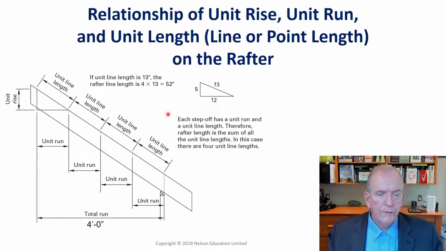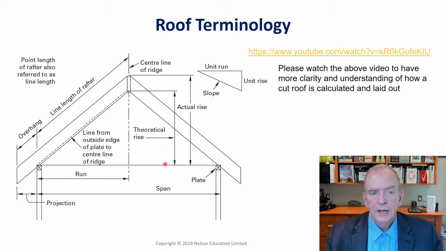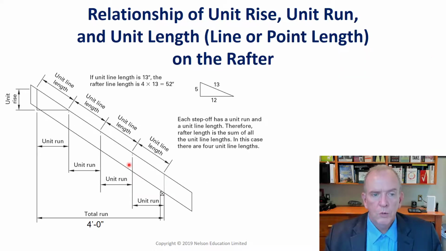So now, what we're saying here is that we would step this off, and the rafter unit length each time we step would be 13 inches. So that would be 52 inches from here to here, right? So that would be 52 inches from there to there. So if I was to ask you, what is the theoretical rise for this roof, what would you say?